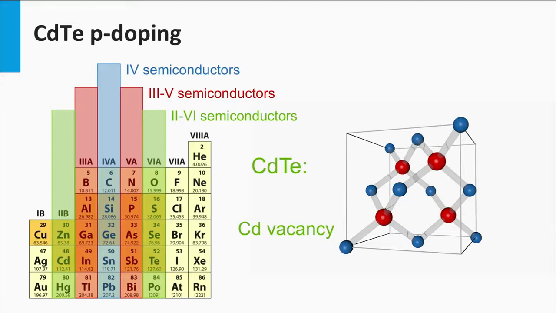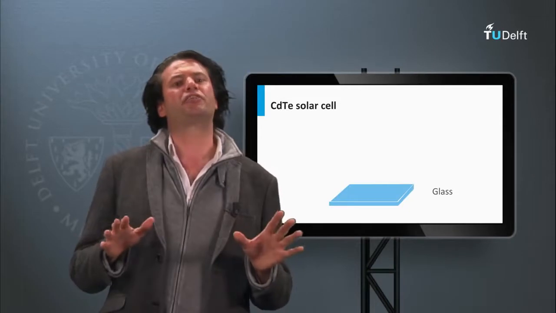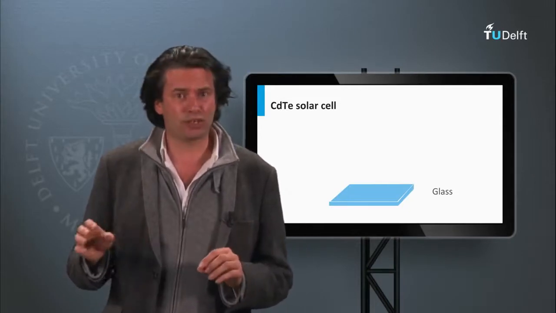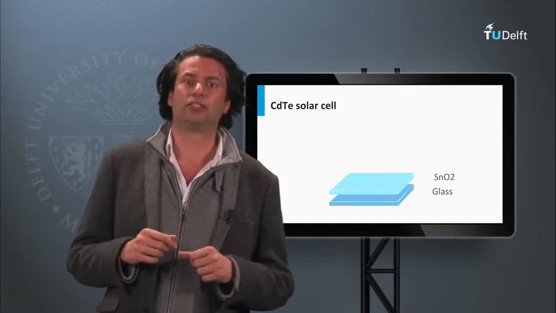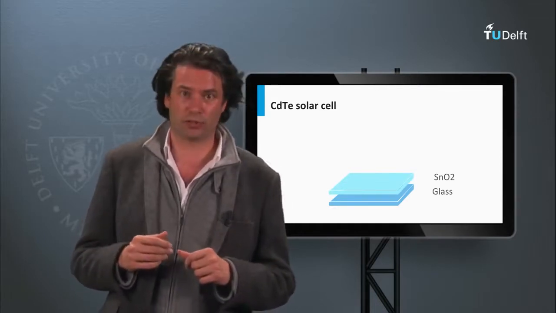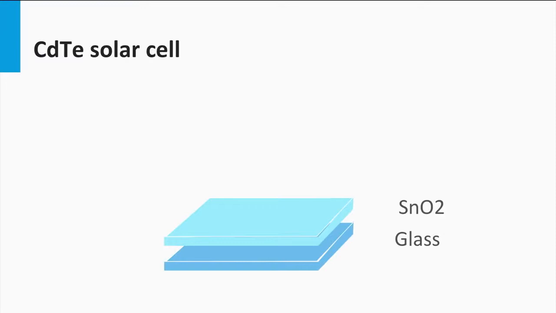In solar cells, P-doped cadmium telluride is used. However, it's difficult to give cadmium telluride a very high doping level. The structure of a typical cadmium telluride solar cell looks like this. On a glass, a transparent front contact is deposited. This can be tin oxide or cadmium stannate, which is a cadmium tin oxide alloy.